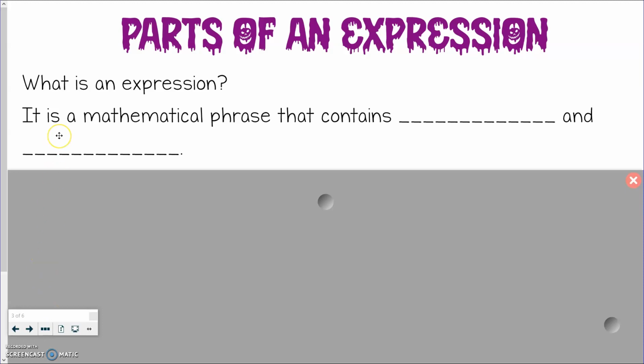So first off, in your notes, it says, what is an expression? So that is a mathematical phrase that contains numbers and operations. Very simple, right? And those numbers could be represented in a couple different ways that we're going to talk about here in just a moment. But make sure you fill in those blanks of numbers and operations. That's what makes a mathematical phrase, okay, which is what an expression is.